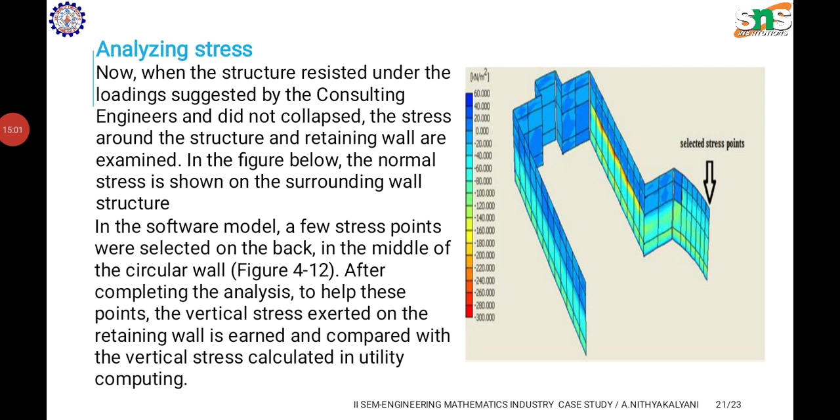Analyzing stress. Now, when the structure resisted under the loading suggested by the consulting engineers and did not collapse, the stress around the structure and retaining wall is examined. In the figure below, the normal stress is shown on the surrounding wall of the structure.